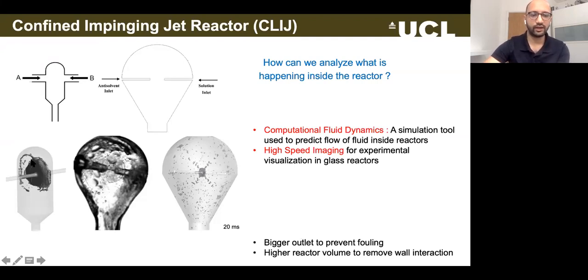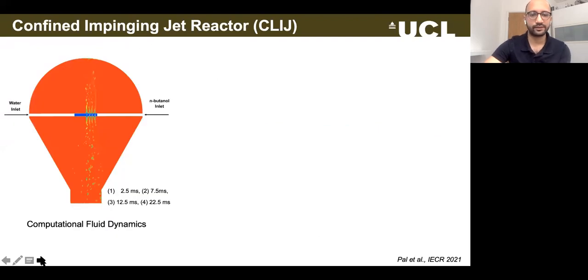So here we see in the older reactor, the sheet goes very close to the wall, so the wall interacts with the sheet formation. When we increased the reactor volume, the wall is way more distant from the sheet. So this is a computational fluid dynamics image, which is an estimation of the film. And this is a high-speed image, which we got from the high-speed imaging experiments.